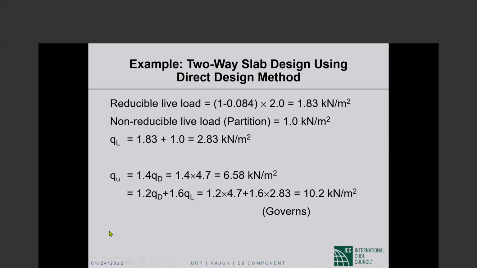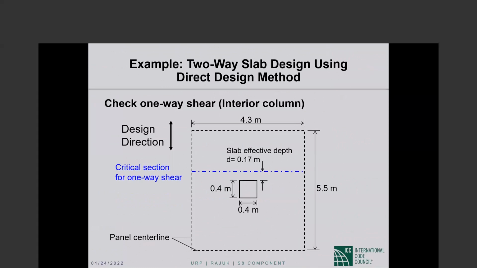Under gravity alone, we have two load combinations to consider. 1.4 dead load, that gives you so much, or 1.2 dead load plus 1.6 live load, that gives us 10.2 kilonewton per square meter. That obviously governs way more than 6.58. So that's our load, 10.2 kilonewton per square meter.